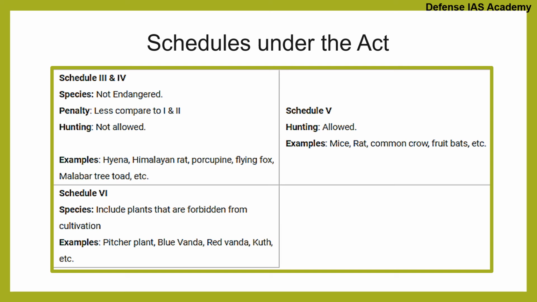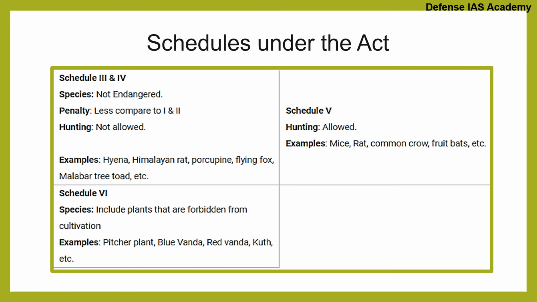Now, what are the animals that are protected under schedules 3 and 4? It's hyena, Himalayan rat, porcupine, flying fox, the Malabar tree toad. Then the animals protected under schedule 4 are flamingo, falcons, kingfishers, magpie, then hares, etc. So schedules 3 and 4 together protect this particular list of animals.